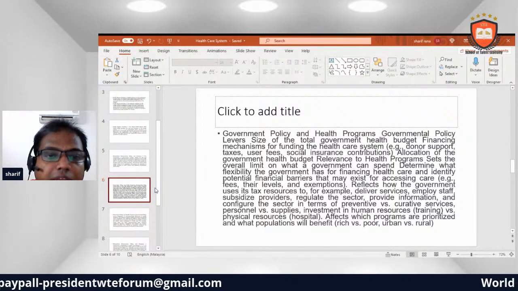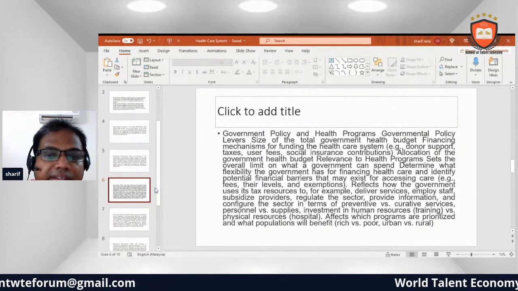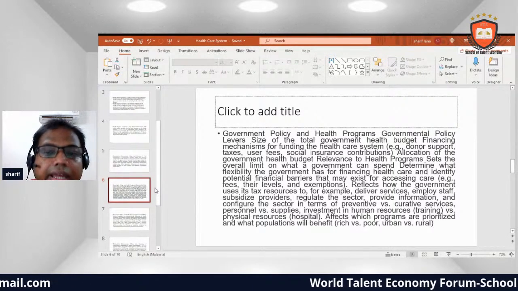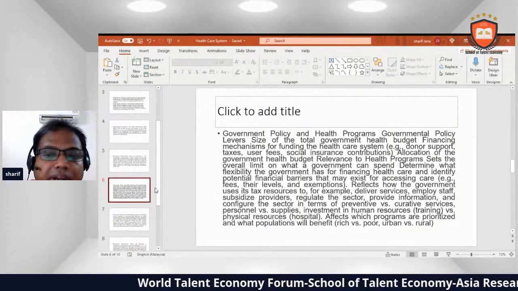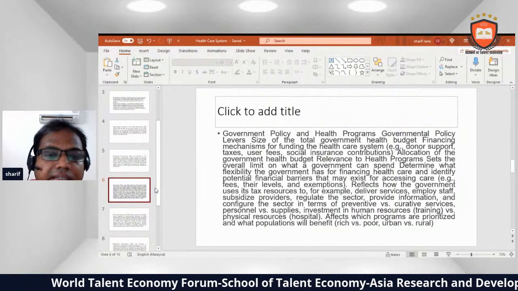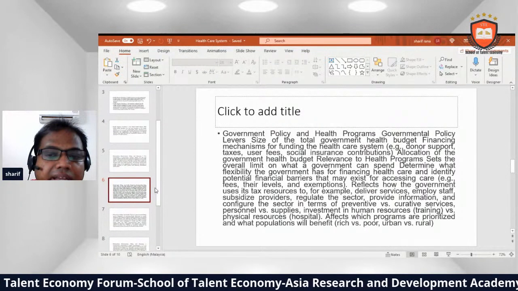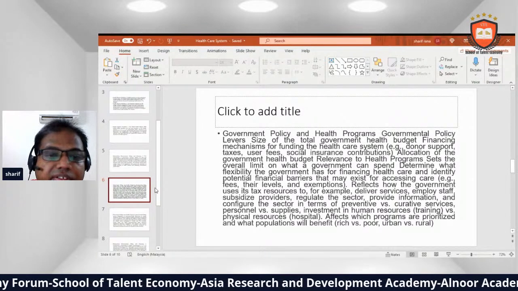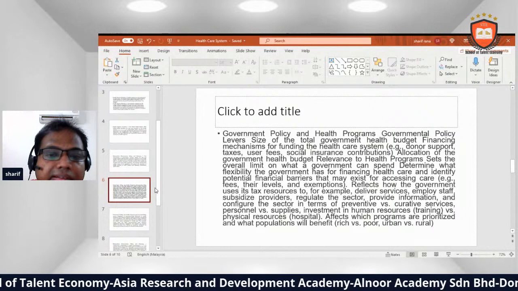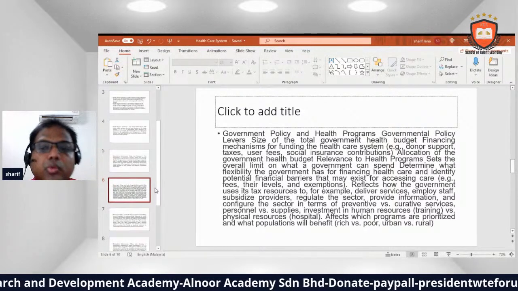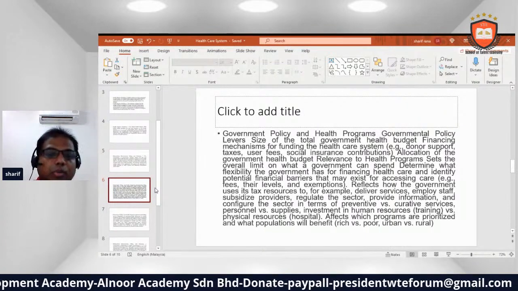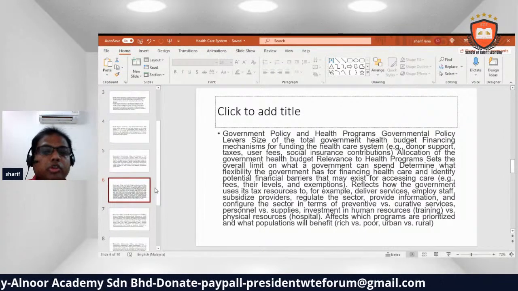This reflects how the government uses its tax resources to, for example, deliver services, employ staff, subsidize providers, regulate the sector, and provide information. It also configures the sector in terms of preventive versus curative services, personnel versus supplies, and investment in human resources versus physical resources, which affect which programs are prioritized and what population will benefit.